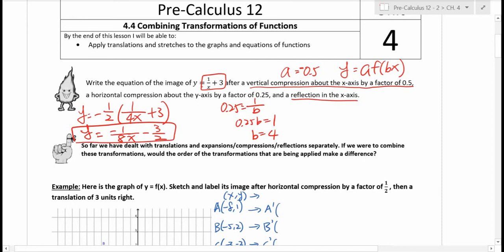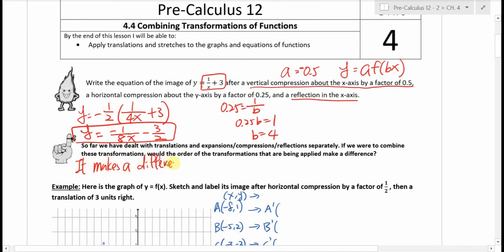It says, so far we've dealt with translations and expansions, compressions, reflections separately. If we were to combine these transformations, would the order of the transformations that are being applied make a difference? If you watch the previous lesson carefully, I think I gave you a preview of what's coming today. Yes, the order does matter because, like BEDMAS, we need to multiply before we can add or subtract. So it does matter. It makes a difference.